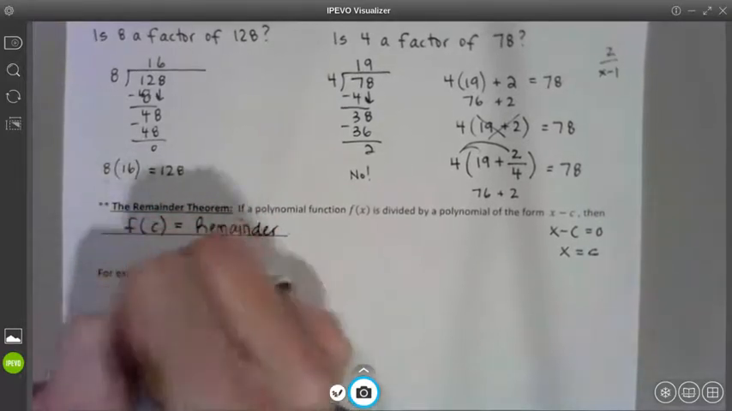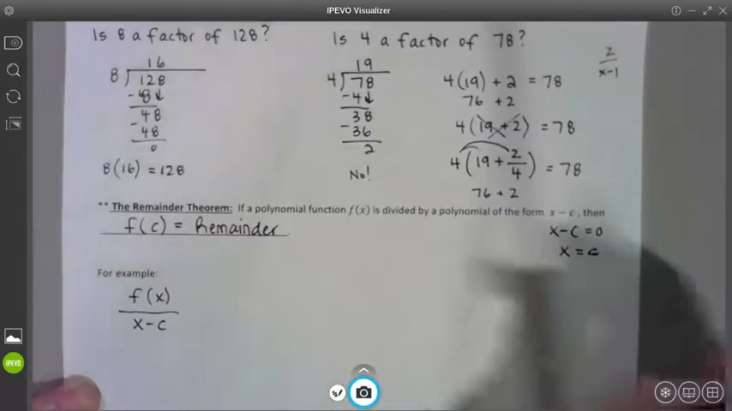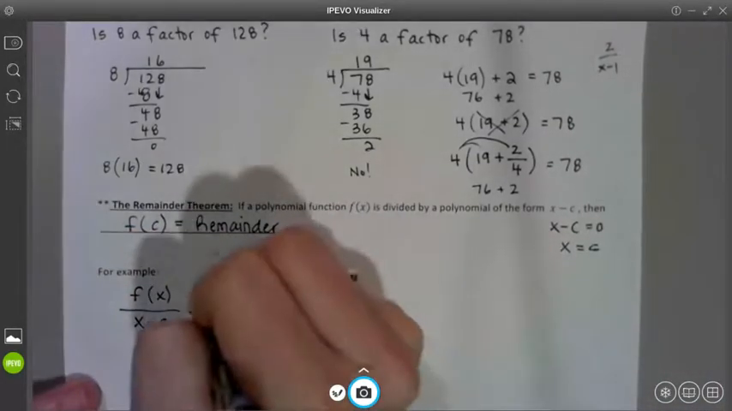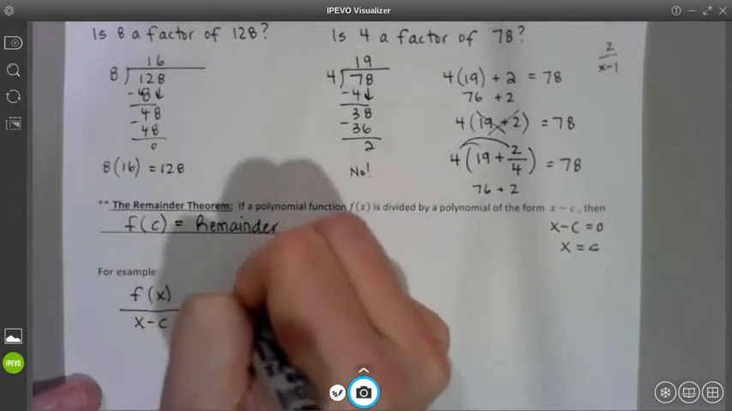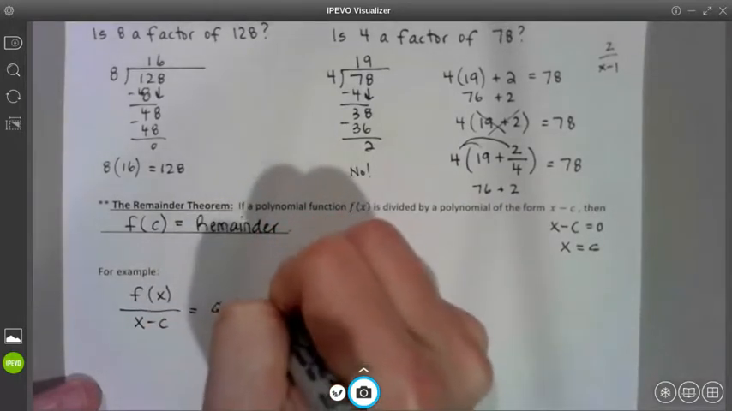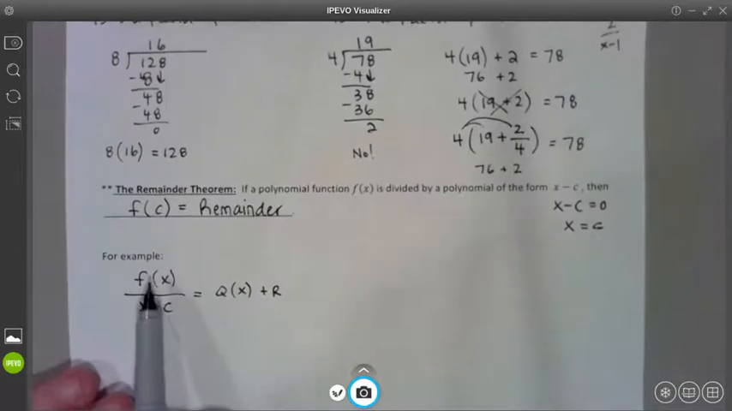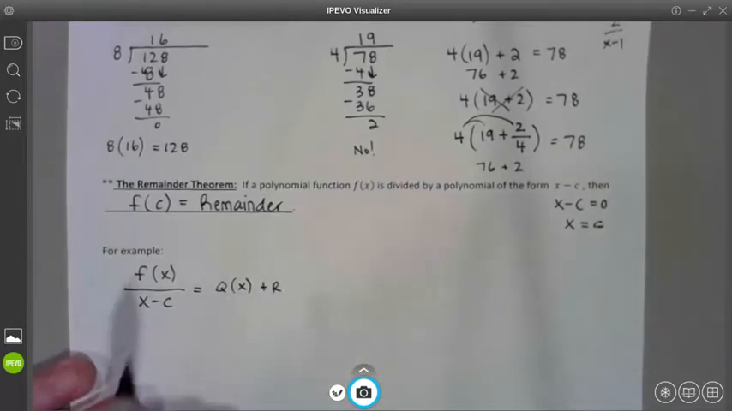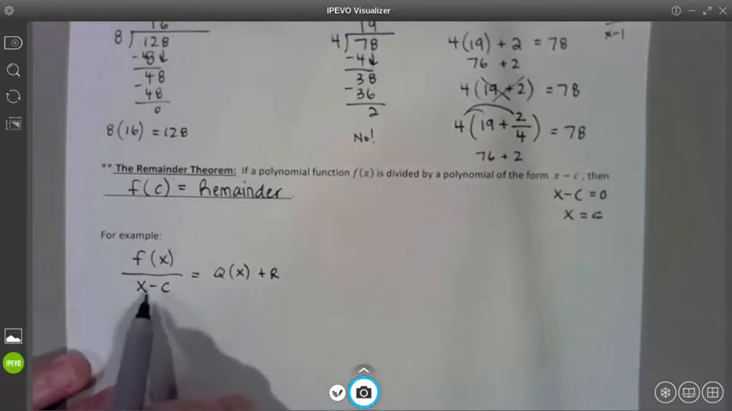So if you take f of x and you divide it by x minus c, you're going to get some answer, some quotient polynomial, let's call it q of x, and then maybe plus some remainder, right? So if I take some polynomial function f of x and divide it by a polynomial of the form x minus c, I'm going to get some polynomial as my answer, maybe plus some remainder. Well, the remainder theorem is saying if you plug this c into that function, it is the remainder that will come out. Why? Okay, well, let's rewrite this.